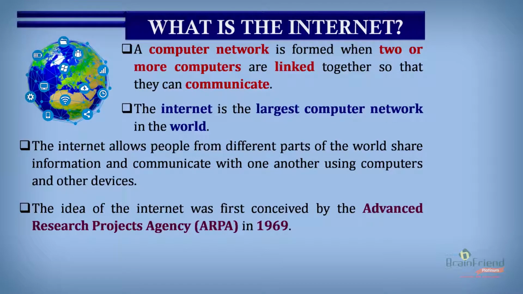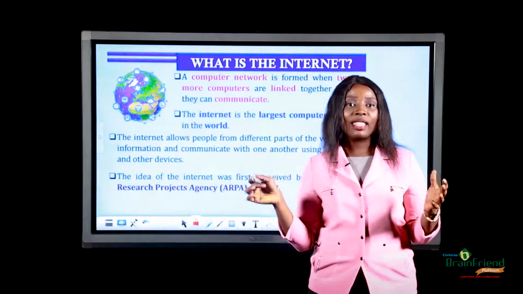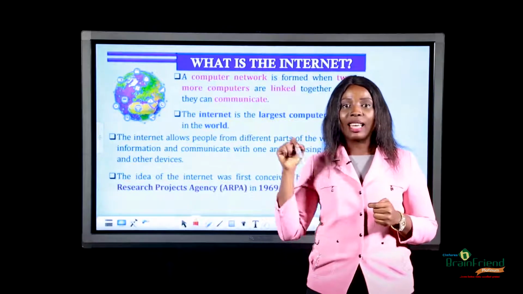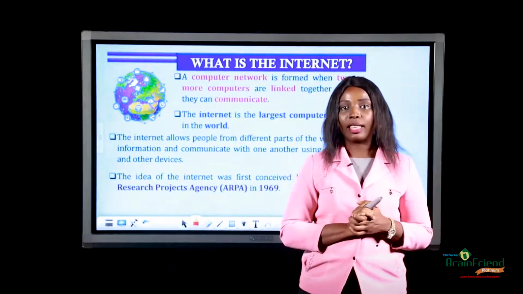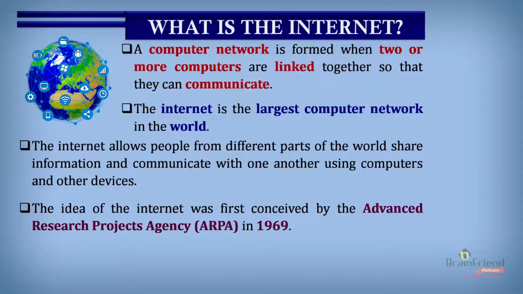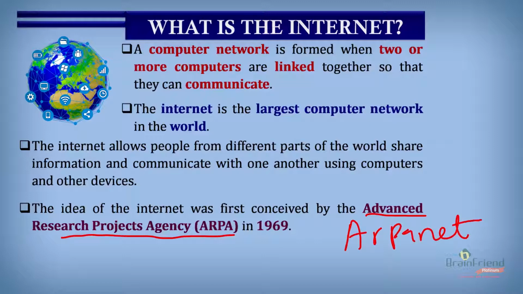When 2 computers are linked such that they can communicate with each other, by communicating means they can share information and other resources, a simple computer network is formed. So imagine a scenario where different computers in different parts of the world are able to communicate and share information. That's the power of the Internet. The Internet was first conceived by an organization called the Advanced Research Projects Agency, ARPANET. This is why the Internet was first called ARPANET in 1969.